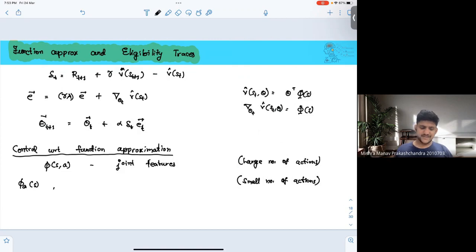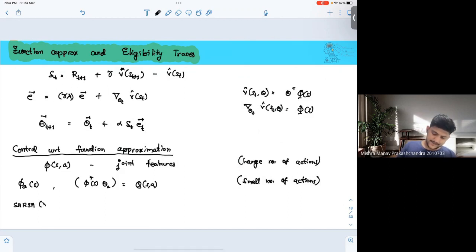The other way is you maintain the phi of s and for each individual action you make a linear combination, right? So you just take a dot product. So I have multiple function approximators for different actions. I just make a dot product of that, and that I say is a good enough estimation for my q of s comma a.